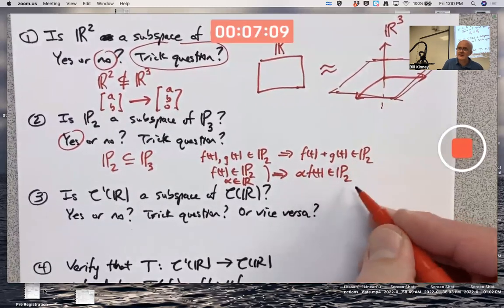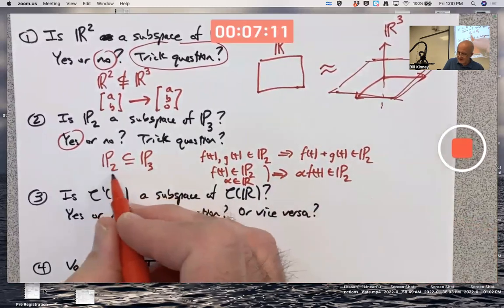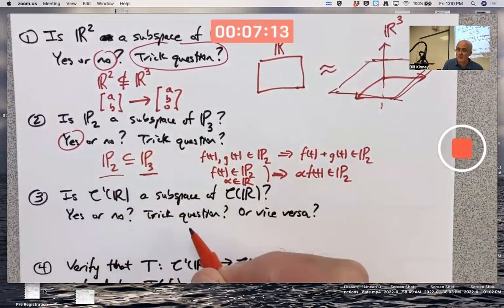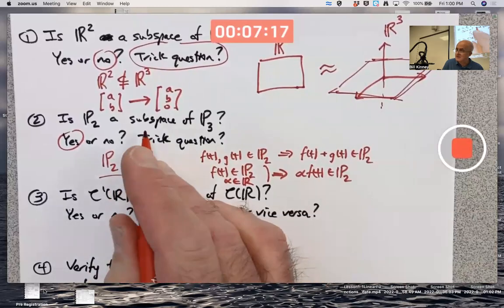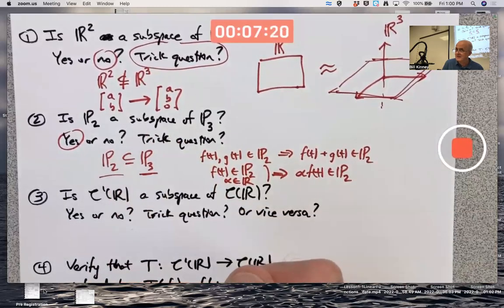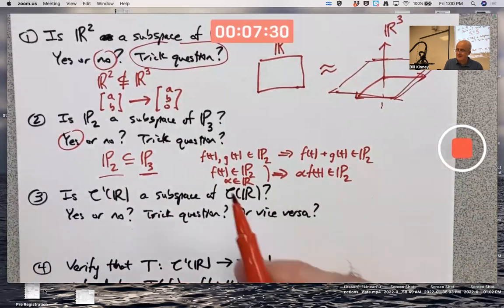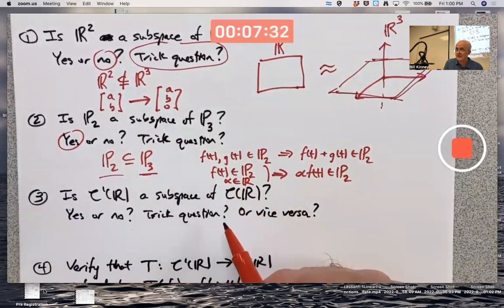So yeah, you could use the subspace test, but if you already know these things are both vector spaces in their own right, it's enough to know this is a subset of that to say it's a subspace. Subset just means every element in the first set is an element of the second. Subspace means more. It means it's a vector space in its own right. The zero vector, in this case the zero polynomial, is in it. It's closed under addition. It's closed under scalar multiplication.